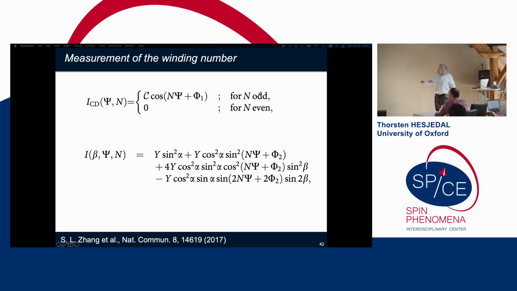However, if we now look at the intensity using linear polarized light, and now this beta enters, the takeoff angle of the linear polarization with respect to sigma polarization, then we have a little bit more complicated equations, but because we can vary beta continuously, we can obtain our n from this as well.